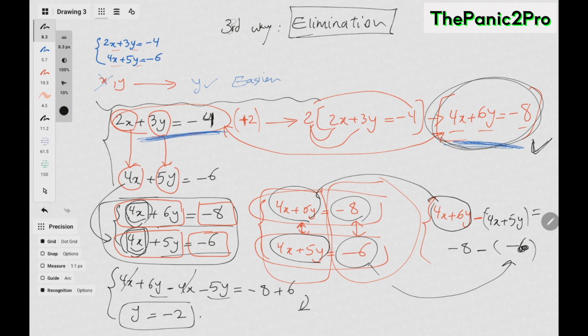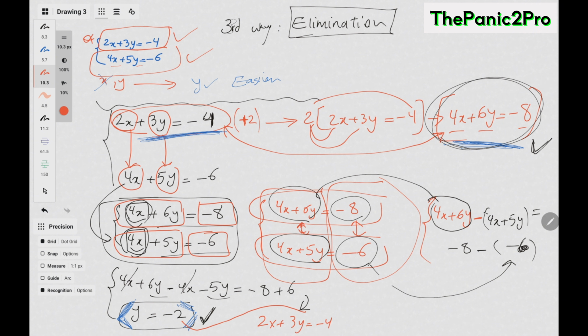Okay, so we got y somehow. I'm gonna highlight that. This is y. Okay, how am I gonna get x somehow? It doesn't matter. You have two equations, this or this. Use either of them to get x. I'm gonna use this first one. The first one was 2x plus 3y is minus 4.